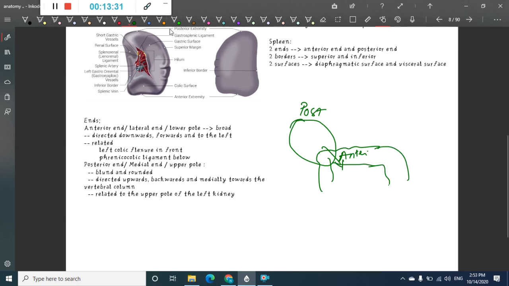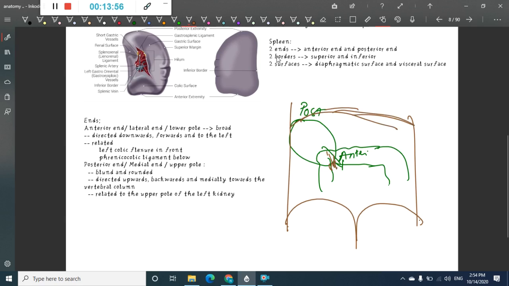Even this is the picture from behind; if I don't specify it, then it will be a problem. It is related to the left colic flexure behind and the phrenicocolic ligament below. The phrenicocolic ligament connects the colon with the diaphragm. See, this is the diaphragm, and this ligament connects the diaphragm with this.